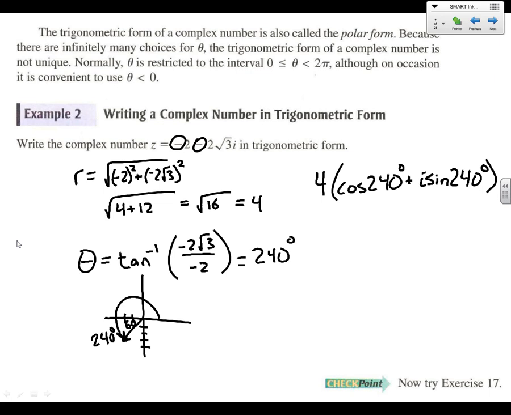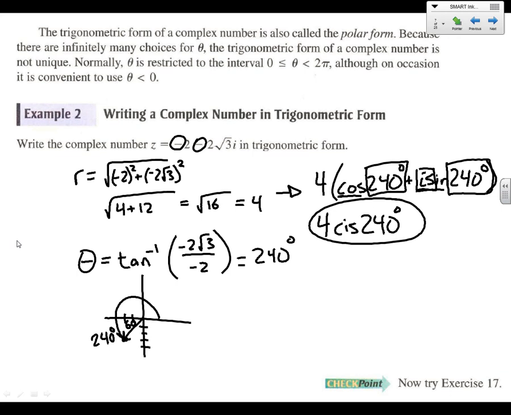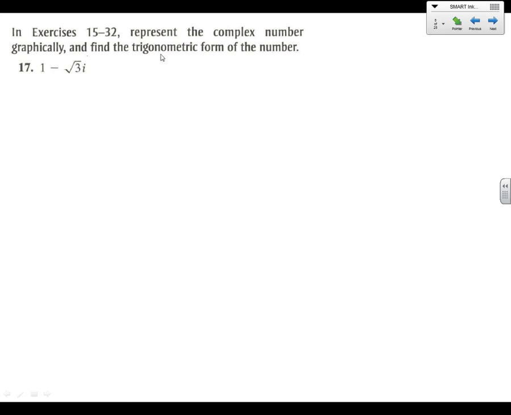All right. Now, that's the extended answer. We're going to use a shortcut a lot of the time. Instead of writing cos and i sine, because you'll notice this angle is always going to be the same, we're just going to write C for cosine and then IS for sine. So 4 CIS 240 is the same as saying 4 cosine of 240 plus i sine of 240. Just a shorthand, a little easier to write that way. You're up. 17. See if you can do the same thing. Find the trig form of 1 minus root 3i.